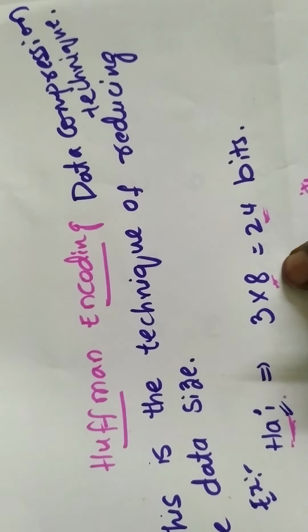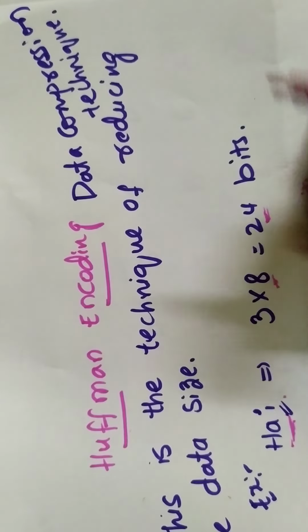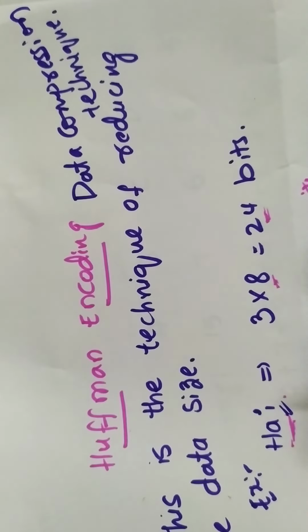Suppose we want to send a message over a network. That message requires some data size, and that size can be reduced by using Huffman encoding. When we are sending a message, every character needs 8 bits of memory.